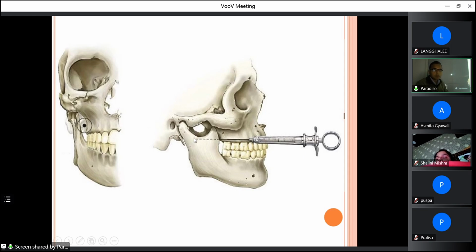And especially, it is important in case of buccal space infection, or if there is any space infection, if the patient cannot open the mouth, if the patient has trismus. In that case, you can block the mandibular nerve and you can do your surgery.